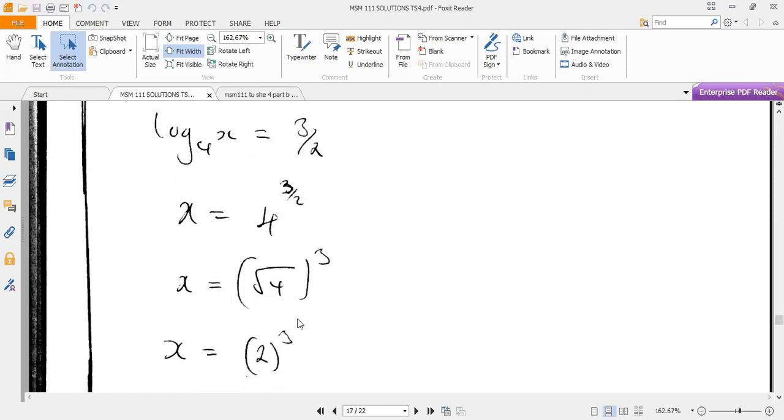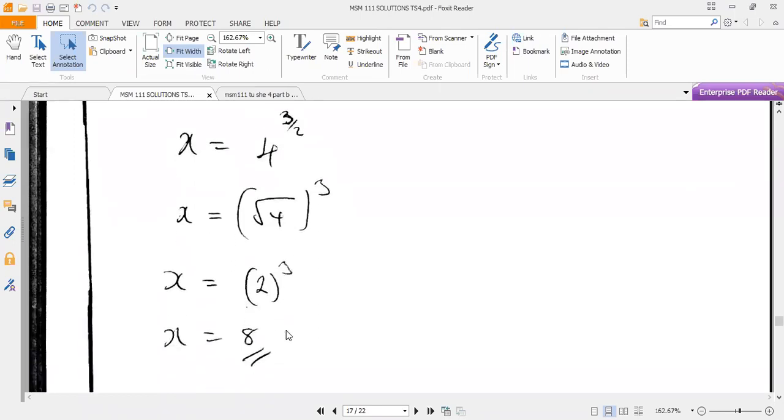So now, 2 to the power 3, what are we getting? We're getting 8 as our final answer. X is equal to 8. We have solved that equation. You get your full marks. Any questions?